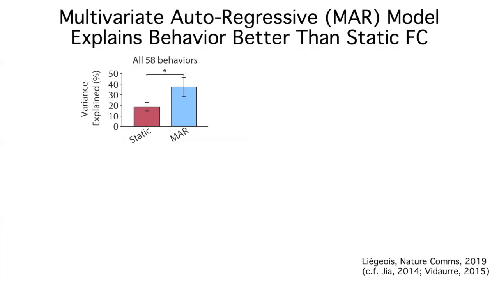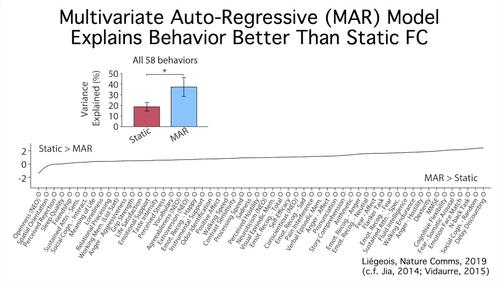In a follow-up study, Raphael used the variance component model to show that the multivariate autoregressive model can explain behavioral data better than static functional connectivity. He then sorted the 58 behavioral measures. On the left, static functional connectivity is better, and on the right, the multivariate autoregressive model is better.